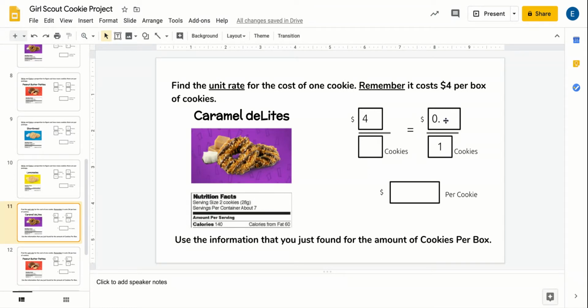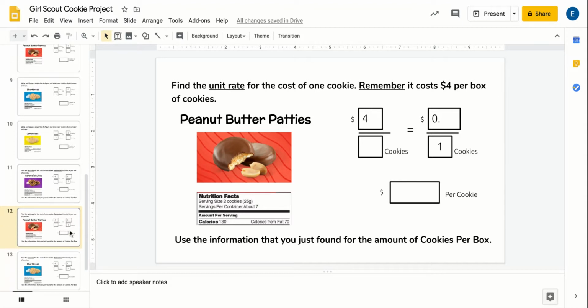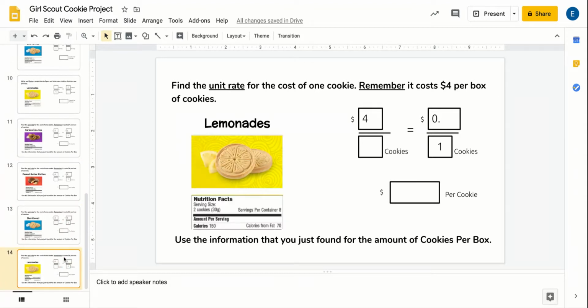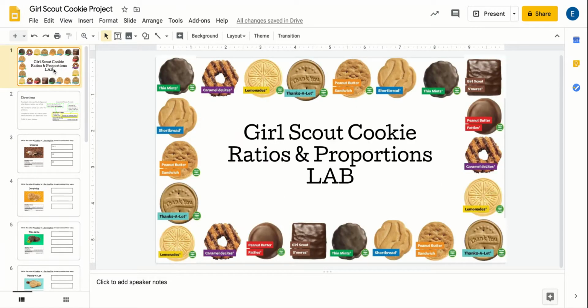I'm going to then solve, and you are going to get a decimal. I already put in 0 point something per 1 cookie. You're going to fill in the rest. Remember, it's only 2 decimal places. Nothing more than that. I'm going to be very strict on that. We're dealing with money. So you're going to continue on for the other types of cookies using the information that you found from before. If you have any questions, make sure that you're asking them.